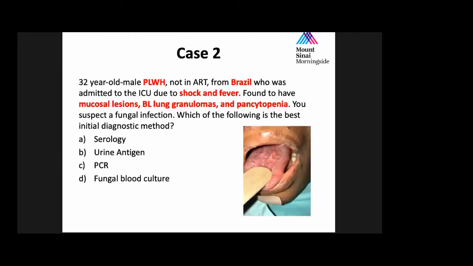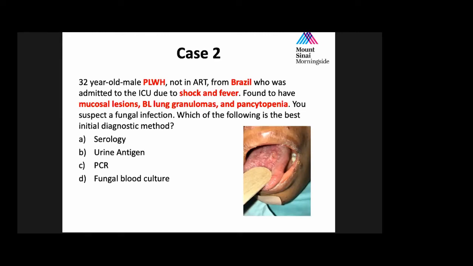Now let's jump into case number 2. I saw this case in my first week in the ICU. This was a 32-year-old male, a patient living with HIV. He actually was a dancer from Cirque du Soleil from Brazil, who was admitted to the ICU due to shock and fevers. He was found to have mucosal lesions like the one that you can see here, this ulcer in the tongue, bilateral lung granulomas, and pancytopenia.